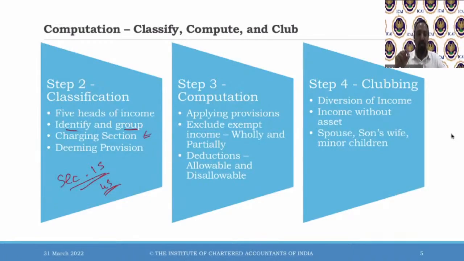Also see other provisions which will help you identify the income of that head. So calculate income of each head of income. So that is how you actually define it.